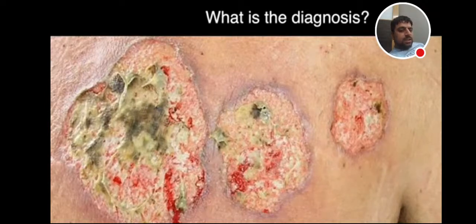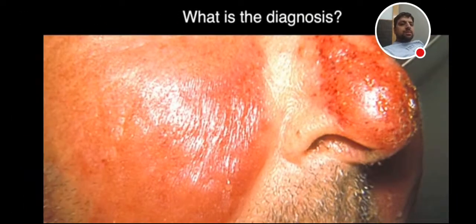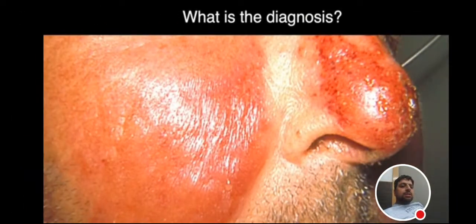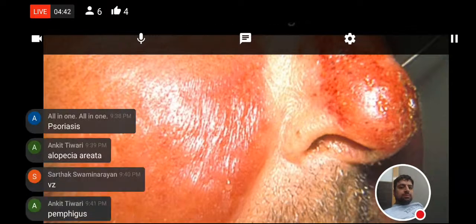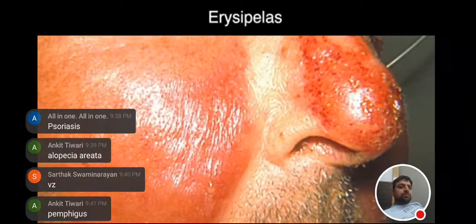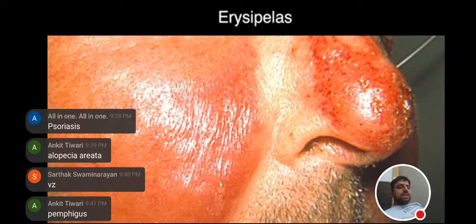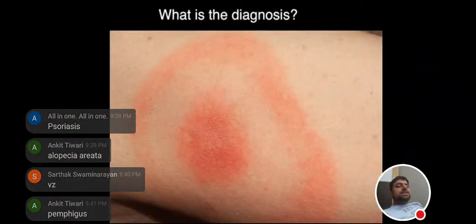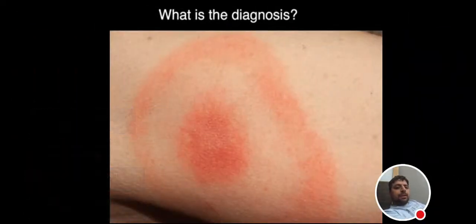What is it? In this image you see what kind of picture? This is a case of, you see pus secretion. So this is a case of pyoderma gangrenosum. Pyoderma gangrenosum. Okay, what is it? The image shown here is erysipelas. Okay, what is this diagnosis?